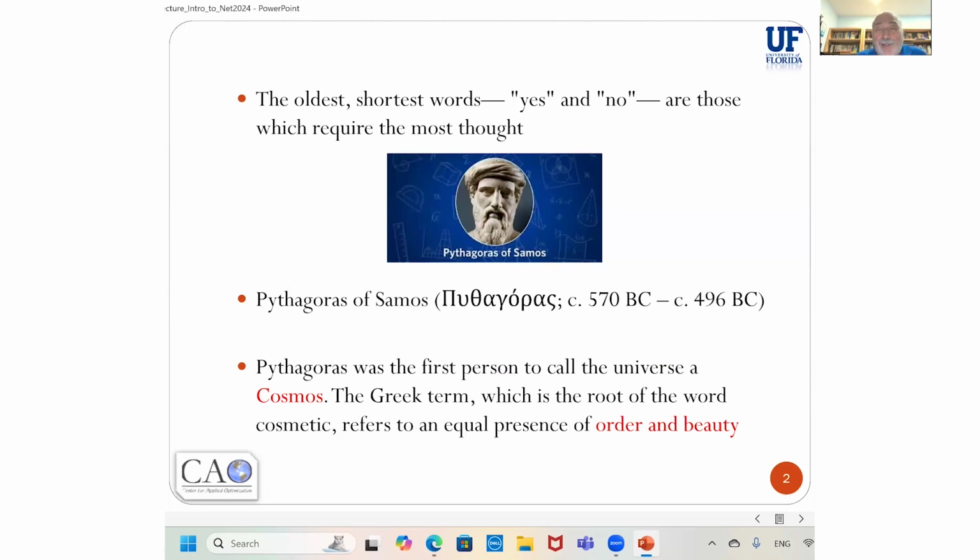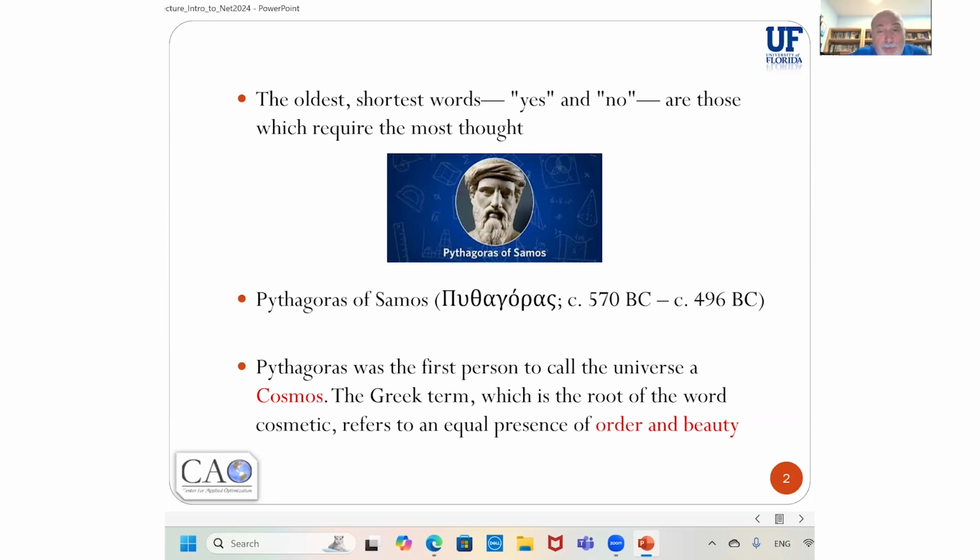I will start from the ancient Greeks, since many of the fundamentals of sciences were developed thousands of years ago. One of the oldest shortest words, yes and no, are those which require the most thought. And definitely in binary logic, we have bits 0 and 1. These are very fundamental. The simplest is sometimes the deepest.